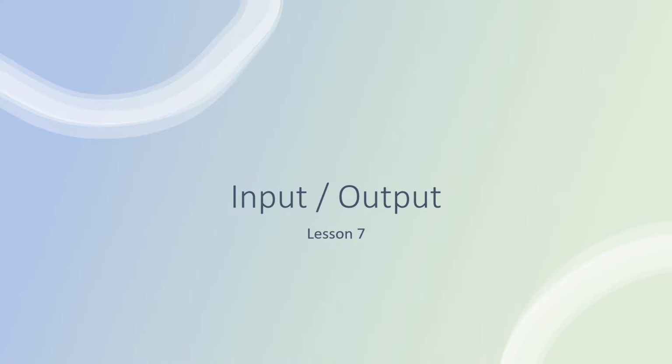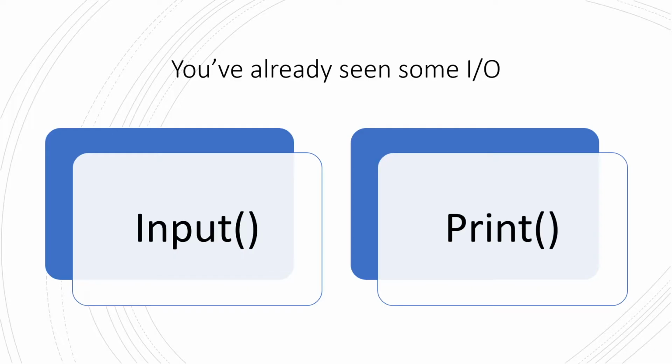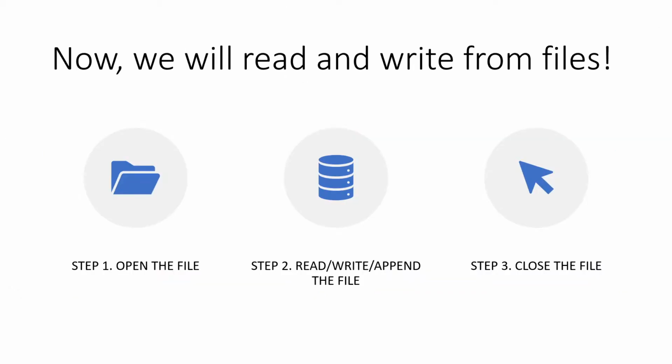Today we're going to talk about input and output. At this stage of the game, you've already seen some input and output. You've used the input function to get information from a user, and you used the print function to display information to a user. Today we're going to read and write from files.